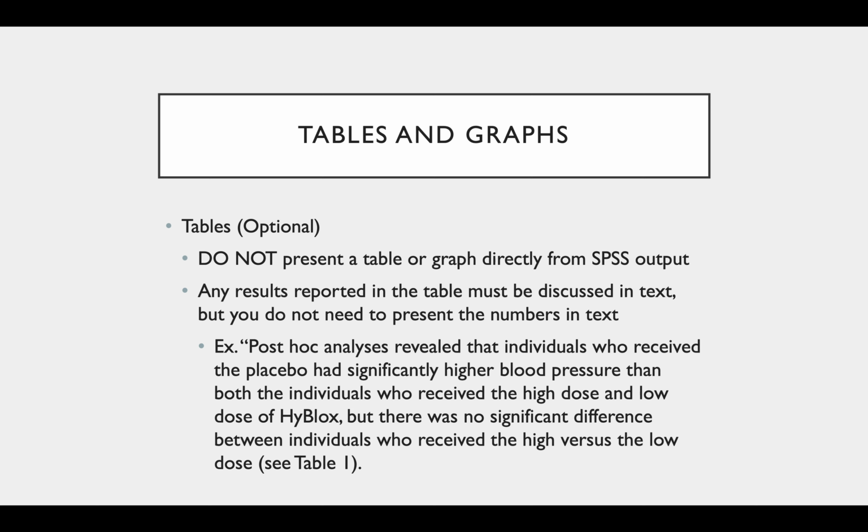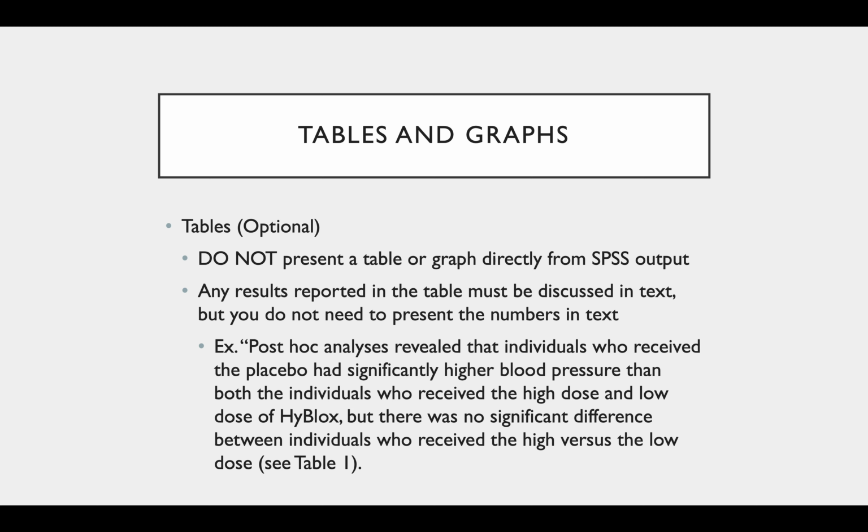If you're going to put together a table, you have to at least reference the table in the text, but you don't have to actually present those numbers in the text. In fact, the whole point of using a table is so that you don't have to busy your text with numbers. So, for example, I might say that post hoc analyses revealed that individuals who received the placebo had significantly higher blood pressure than the individuals who received the high dose and low dose of high blocks, but there was no significant difference between individuals who received the high versus the low dose. See Table 1. So normally here, I would have to be putting a whole bunch of parentheses of means and standard deviations next to all of the different dose levels.